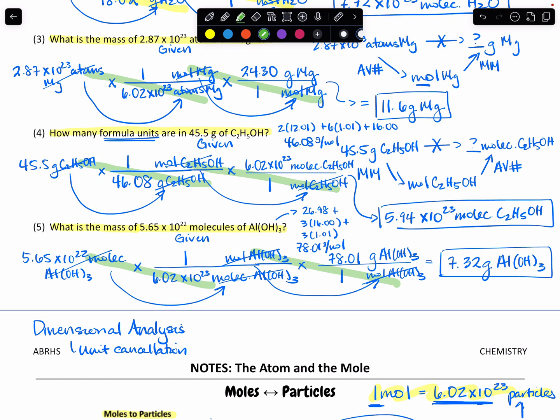But for now, remember, if you need to go between moles and particles, you need Avogadro's number, where 1 mole contains 6.02 times 10 to the 23rd particles. If you need to move between mass and moles, you need to know the molar mass of that substance, where 1 mole of that substance has a mass equal to its molar mass. And then sometimes you have to do both of them, one after the other. But I know you can do it.